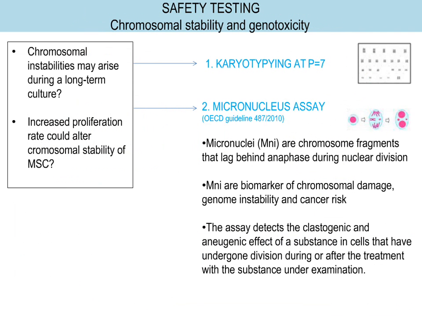Safety testing is a very important issue, in particular for competent authorities. To check the chromosomal stability and genotoxicity of the cells grown in platelet lysate, we perform karyotyping at passage 7, and we perform a micronucleus assay. This is because we ask ourselves if chromosomal instabilities may arise during a long-term culture, or if the increased proliferation rate could alter chromosomal stability of MSCs. For the micronucleus assay, we follow the OECD guideline.